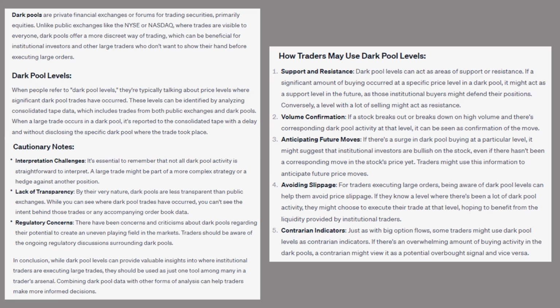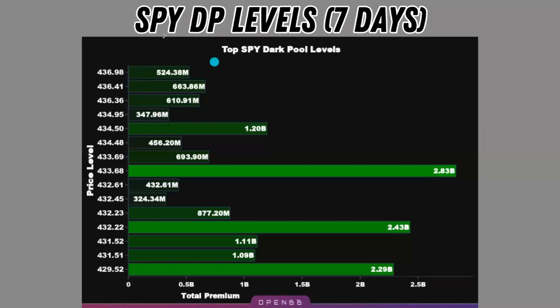To avoid slippage. So for traders executing large orders, being aware of dark pool levels can help them avoid price slippage. If they know a level where there's been a lot of dark pool activity, they might choose to execute their trade at that level, hoping to benefit from the liquidity provided by institutional traders. And just as with big option flows, some traders might use dark pool levels as contrarian indicators. If there's an overwhelming amount of buying activity in dark pools, a contrarian might view it as a potential overbought signal and vice versa. So here is the dark pool levels over the past 7 days. And remember, we talked about how hedge funds, institutions will have these huge billion-dollar positions.